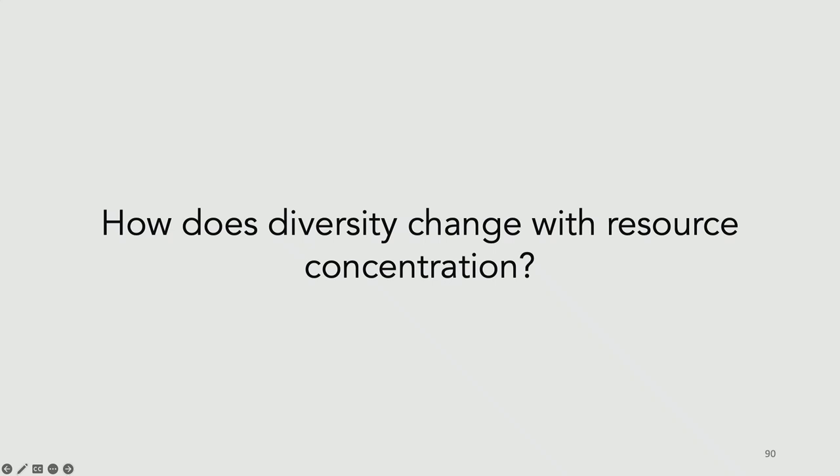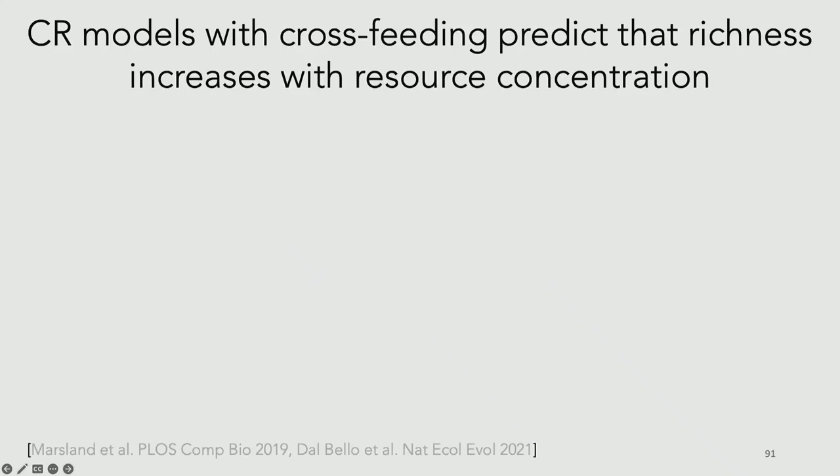Well, maybe not today, but just a sneak peek. So why is this model fundamentally wrong? Because it predicts that the diversity of the community should increase with the concentration of resources. And this is for a simple reason.